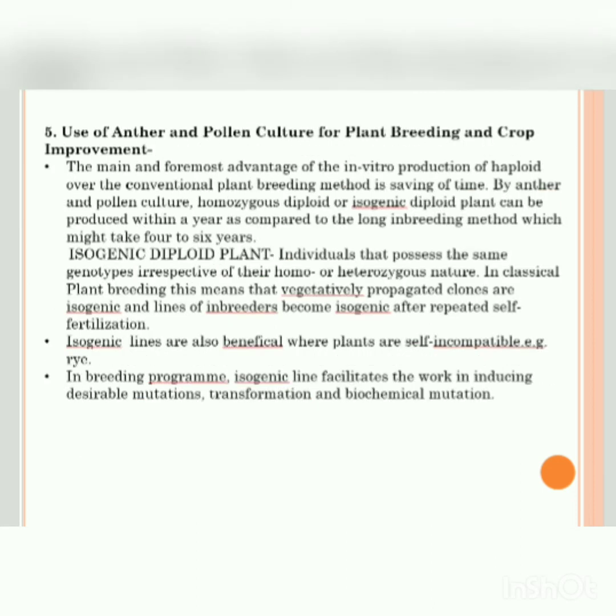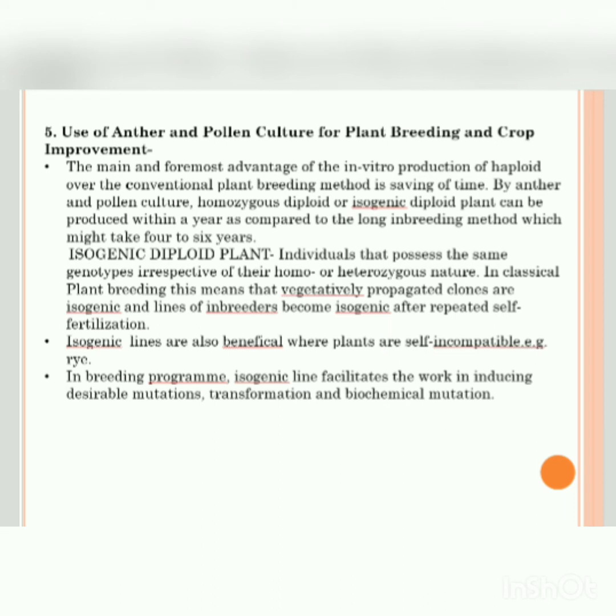The fifth point is the use of this culture for plant breeding and crop improvement. The main and foremost advantage of the in vitro production of haploids over the conventional plant breeding method is saving of time, as we have already studied in the first point. By anther and pollen culture, homozygous diploids or isogenic diploid plants can be produced within a year as compared to the long inbreeding method, which might take 4 to 6 years.